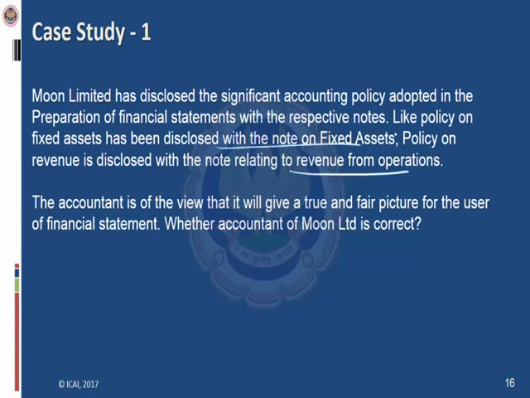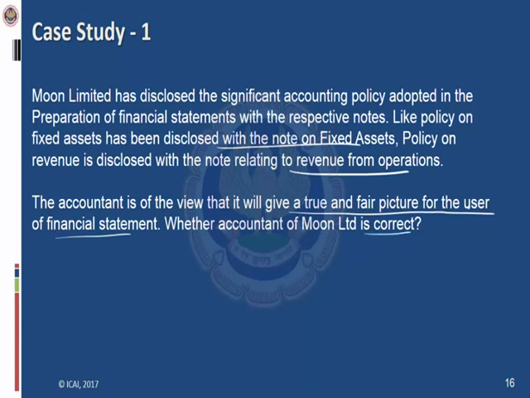So what the accountant of Moon Limited did, he has written the accounting policy with every note on the item of financial statement. Like below the note of fixed assets, he has written down the policy of fixed assets. Below the breakup or note on revenue, he has written down the policy on revenue. The accountant is of the view that it will give a true and fair picture for the user of financial statements. So whether the accountant of Moon Limited is correct?